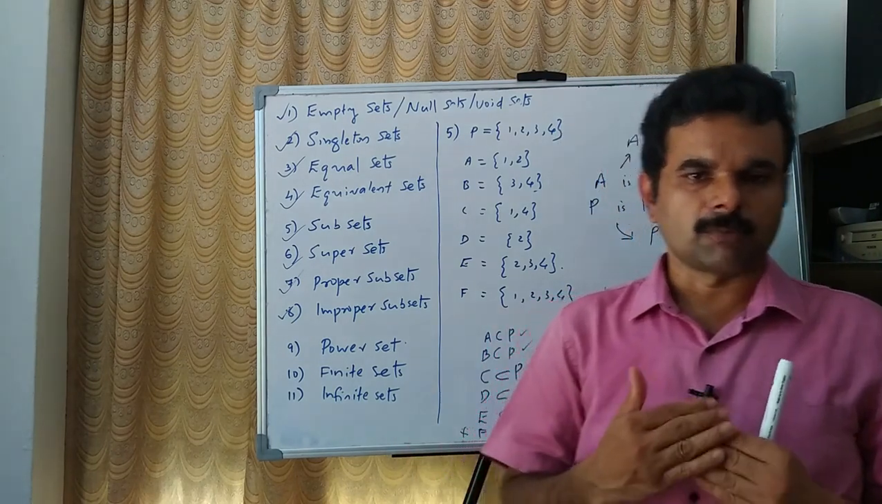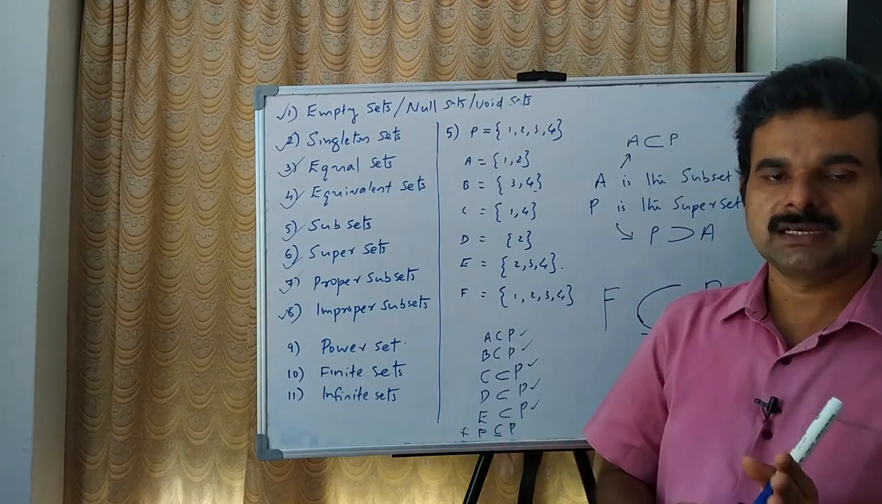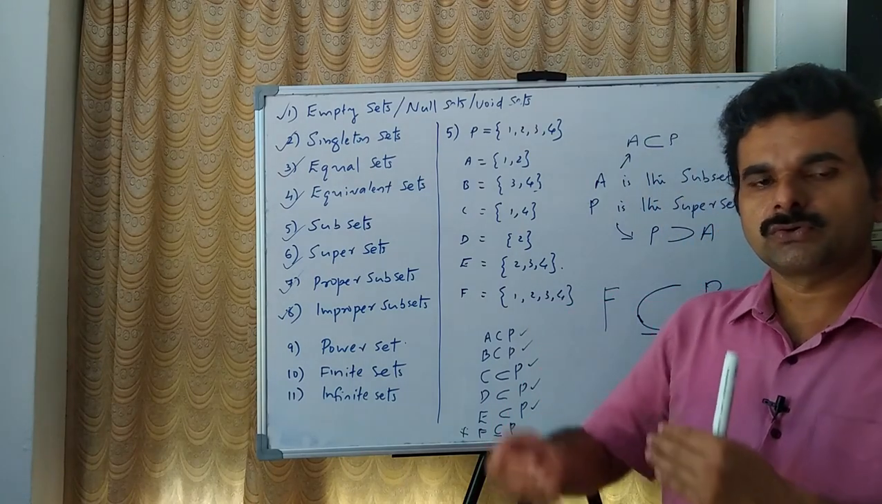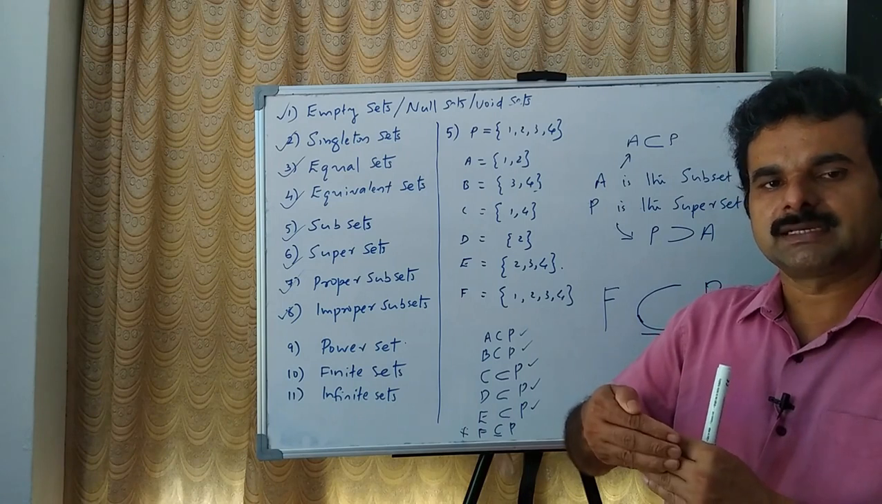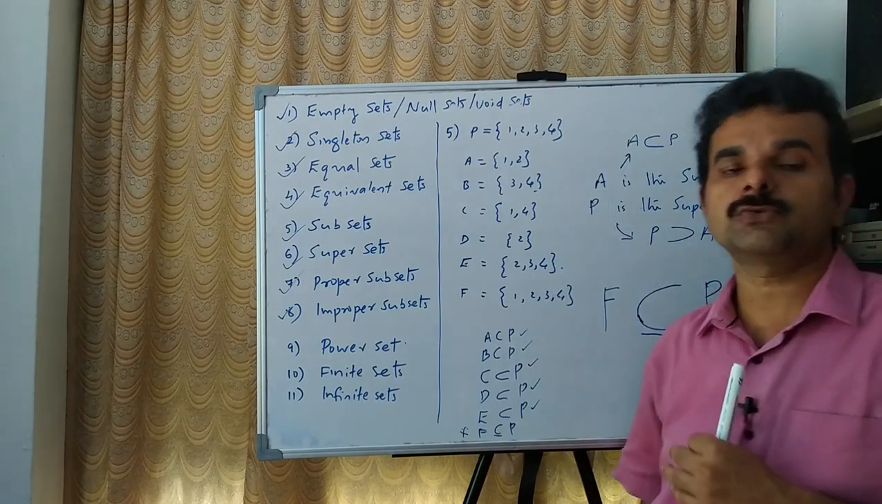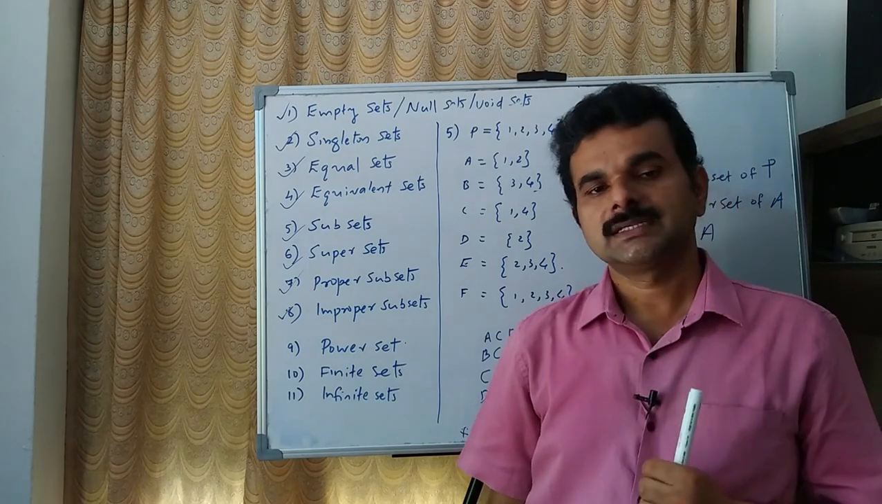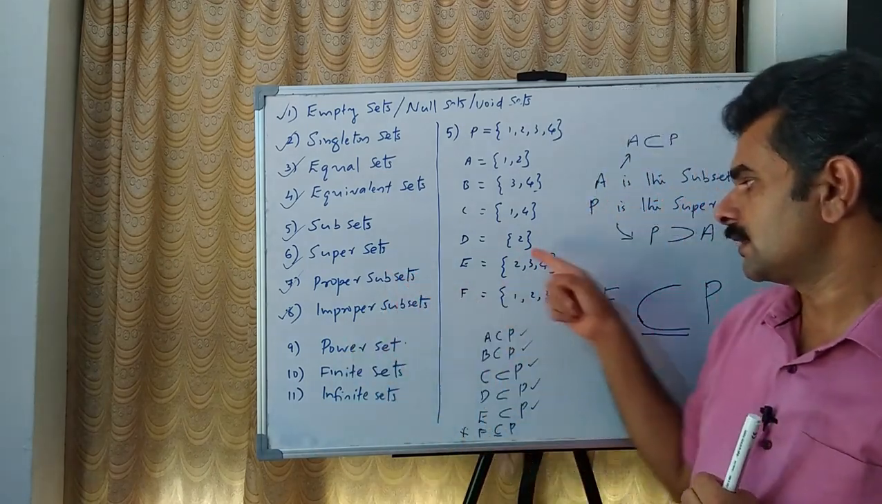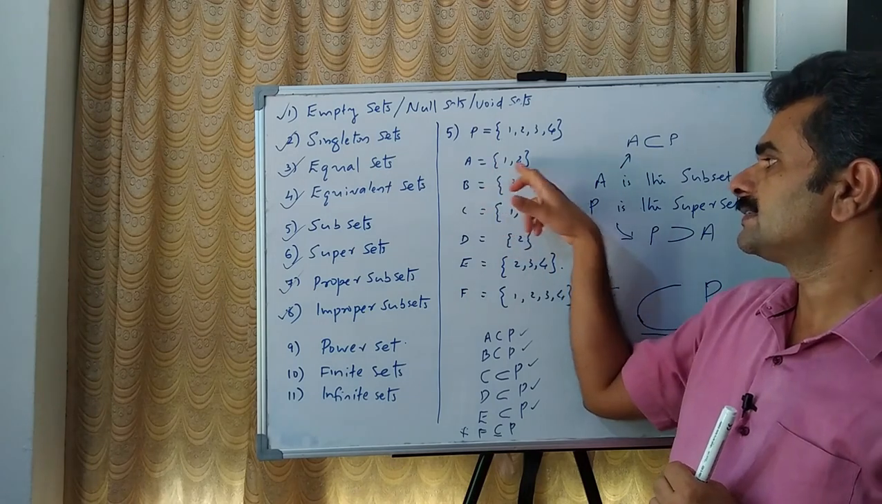So what is a proper subset? Proper subsets are the subsets whose number of elements is less than that of its supersets.